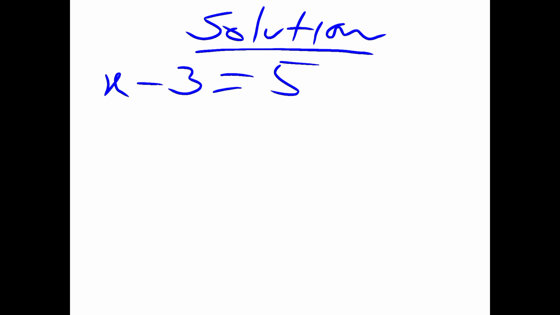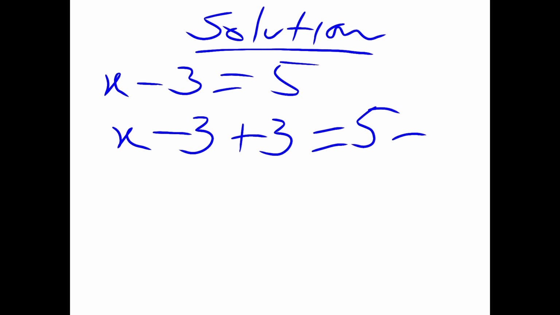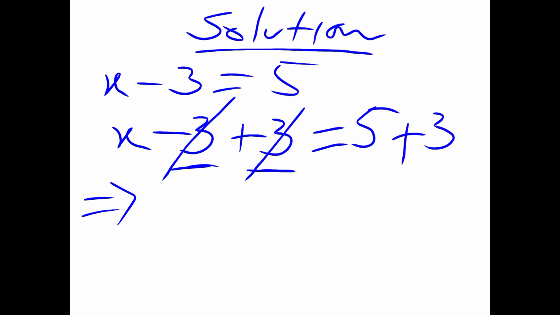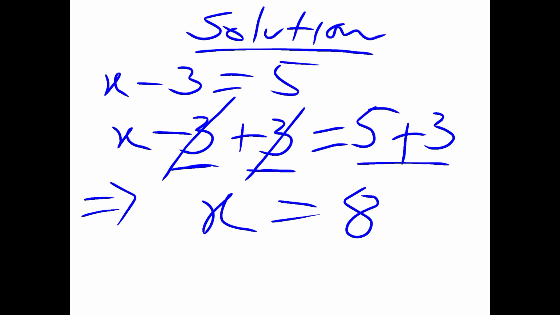So here it is x minus 3. We have to eliminate minus 3. We can eliminate this minus 3 by adding 3 on the LHS, but we have to add 3 on the right hand side as well, right? So this is minus 3 here and this is plus 3, so they will cancel each other. We will get x is equal to 5 plus 3, which is equal to 8. So this is the elimination method.